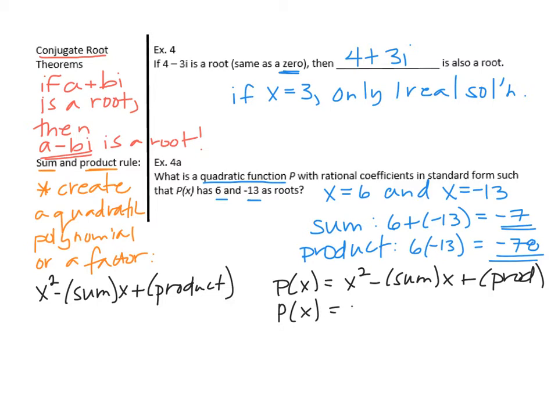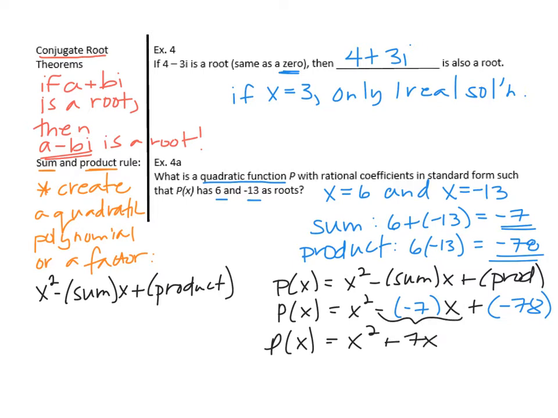P of x equals x squared minus, the sum is negative 7, so I'm going to clean that up in just a second, plus the product, which is negative 78. To simplify this, notice we have a double negative for the 7. P of x would then equal x squared, this becomes plus 7x, and then minus 78. There's your quadratic function. Now we can use this to write higher ordered polynomials as well.